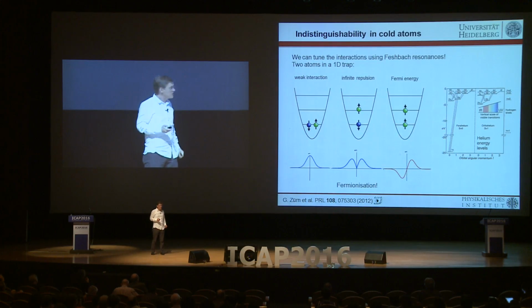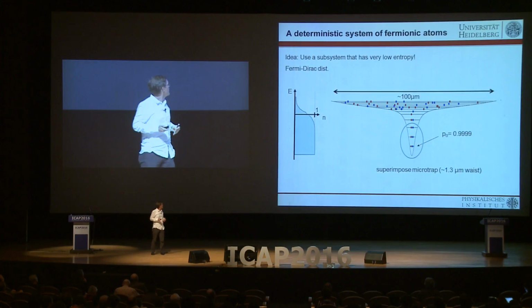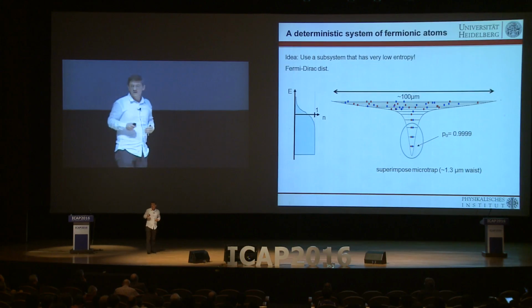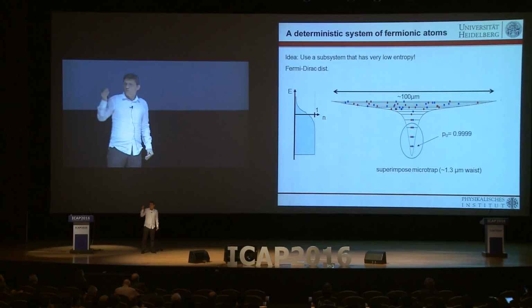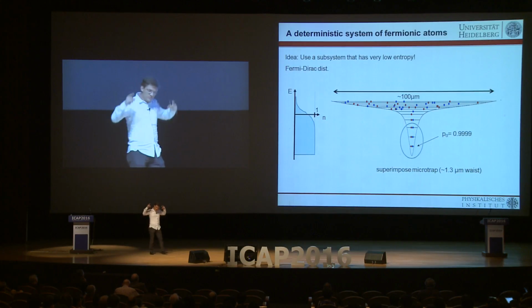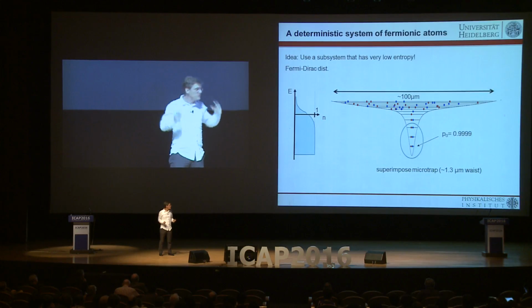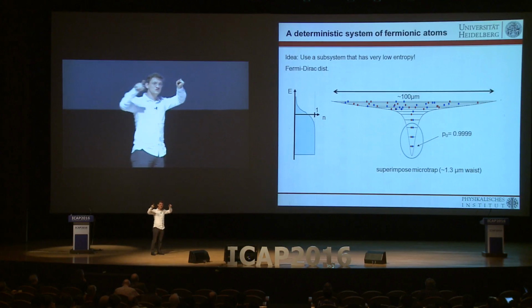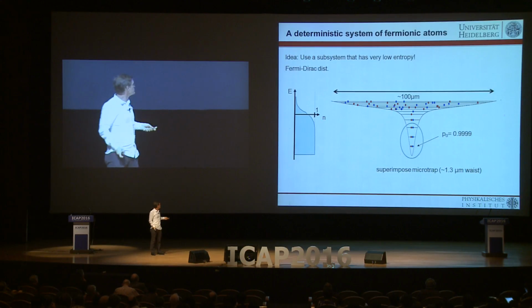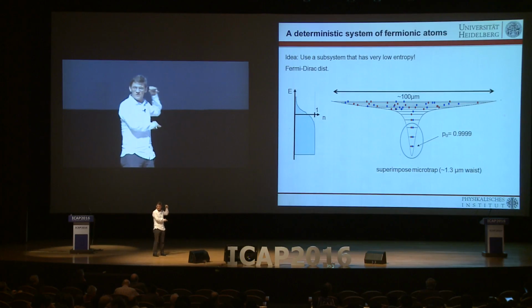Okay, so how do we realize such systems? What's our approach here? And that's really, in a way, very similar to what Markus has done, stamping out a small system of a very large thermodynamic one. In our case, we don't do this in space, but we do this in energy. And the idea is really that if we use a proper subsystem of a degenerate Fermi gas, then we can end up with a very low entropy system.